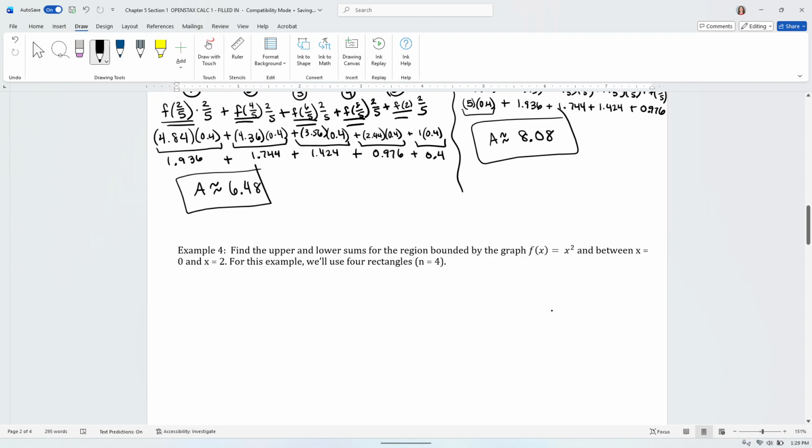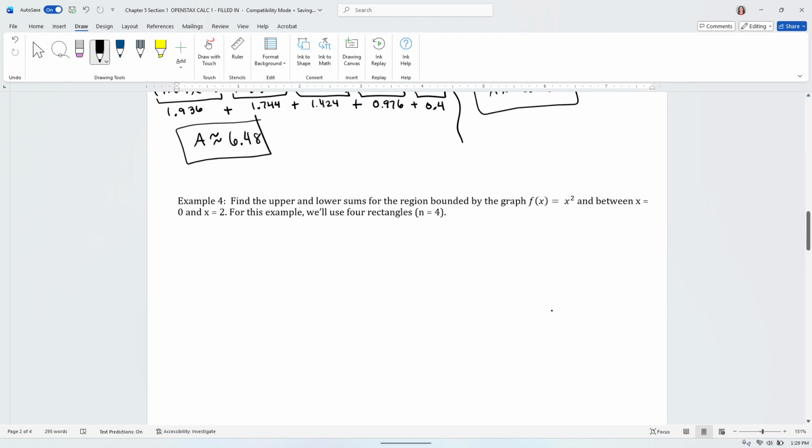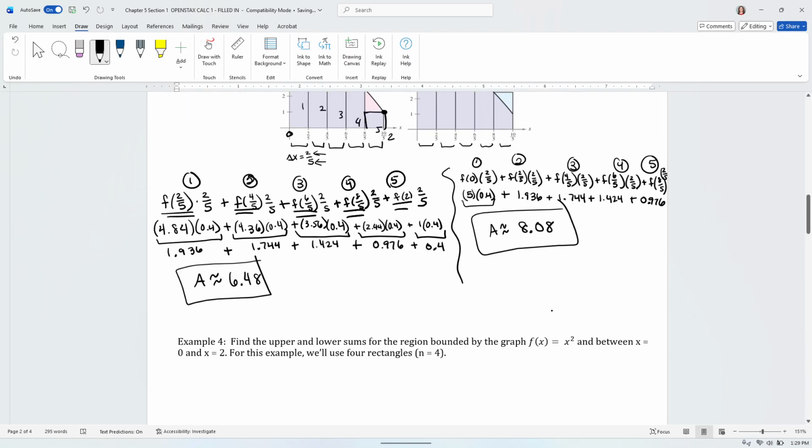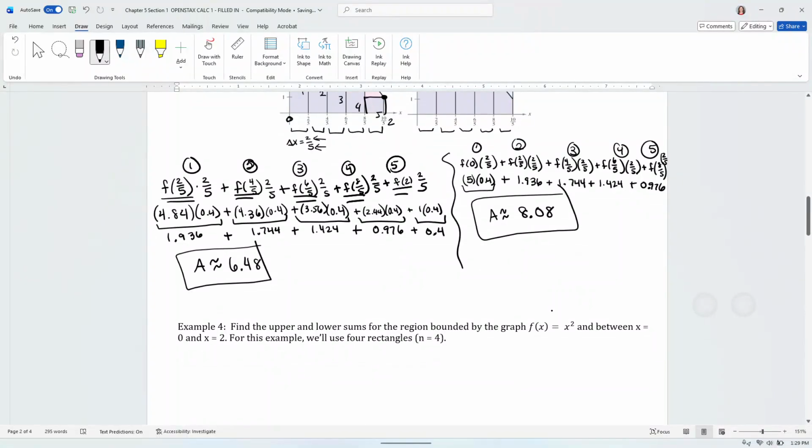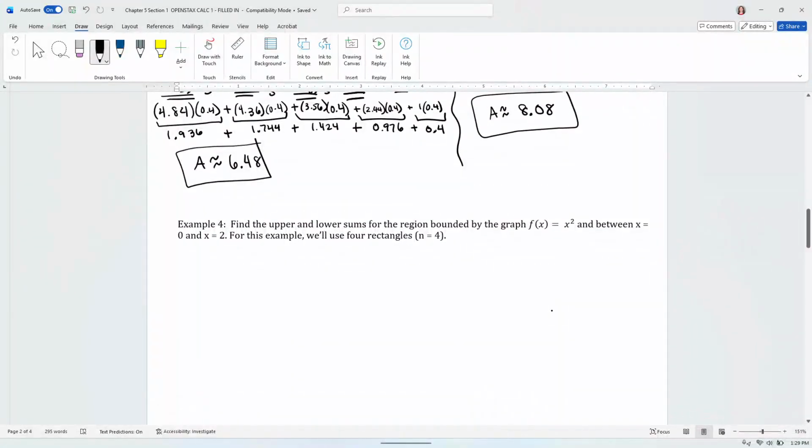Excuse me. For this next one, it says find the upper and lower sums, so basically doing the same thing, of f of x equals x squared. I think I'm just going to not do it because it's a very similar problem. It's just that the parabola opens up and not down. So I'm going to skip this one for now. We can certainly discuss it. If you have questions on it or you want to see it worked out, come and see me or send me an email or something.